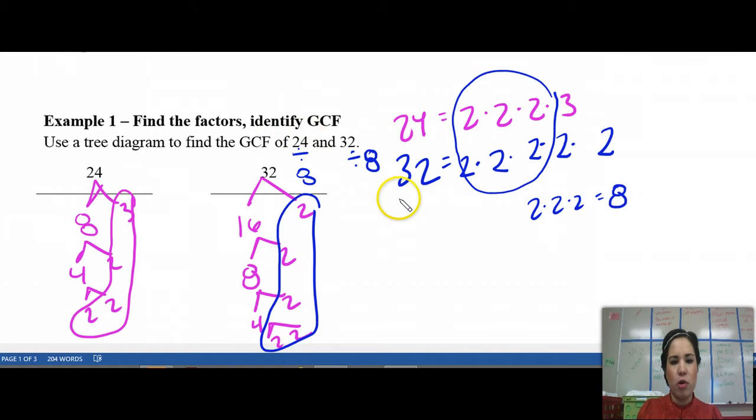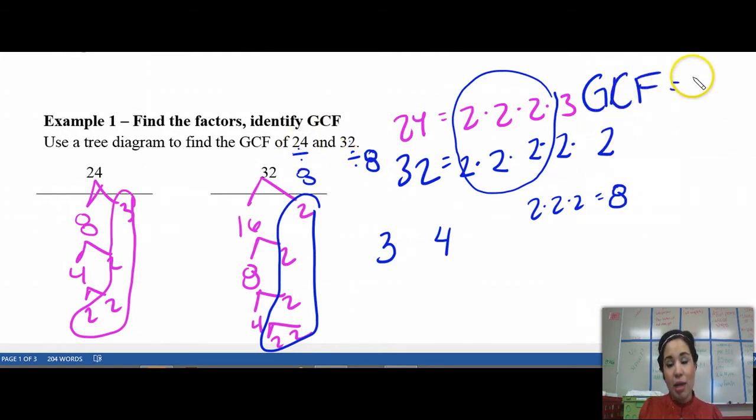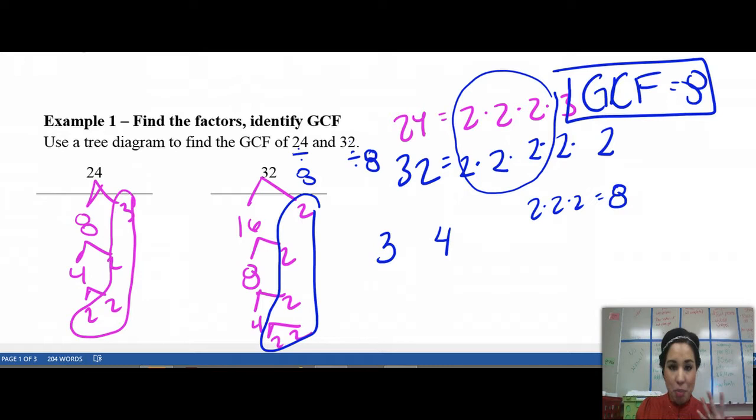Well, 24 divided by 8, I know that's 3, and 32 divided by 8 is going to be 4. So are they both divisible by 8? Yes, they are. I have now found that the greatest common factor, or what both of these are divisible by, is 8. That's the biggest number I can divide both of these by. Okay, so how do we apply this in a monomial or polynomial situation? Let's take a look.